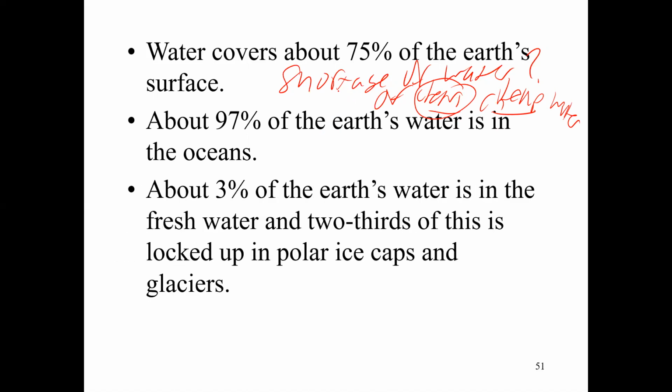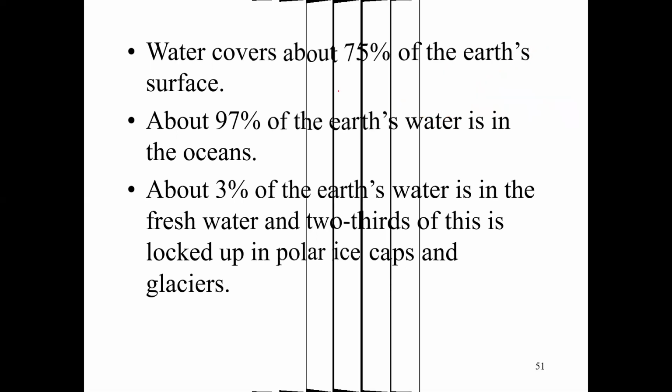About 3% of the Earth's water is fresh water, and 2/3 of this is locked up in the polar ice caps and glaciers. So the key thing to understand is that the oceans hold almost all the water.